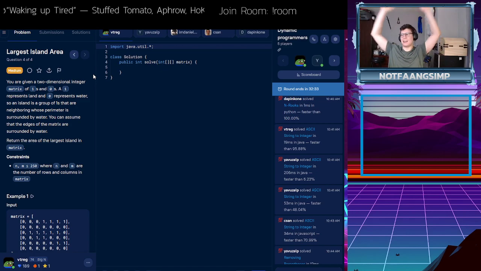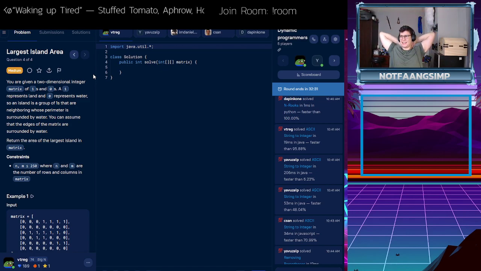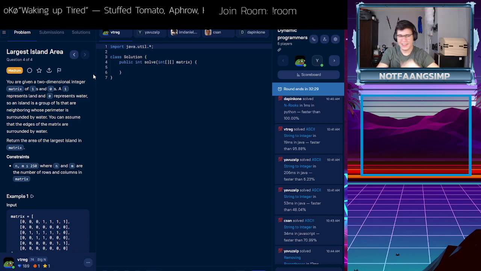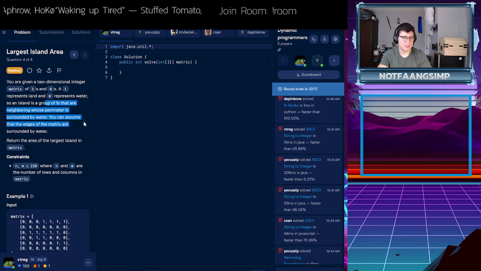Largest island area. Oh boy, here we go. This is like number of islands, but slightly different. Okay, you are given a two-dimensional integer matrix of ones and zeros. A one represents land, zero represents water. An island is a group of ones whose neighboring perimeter is surrounded by water. Assume the edges are surrounded by water. Return the area of the largest island in the matrix.